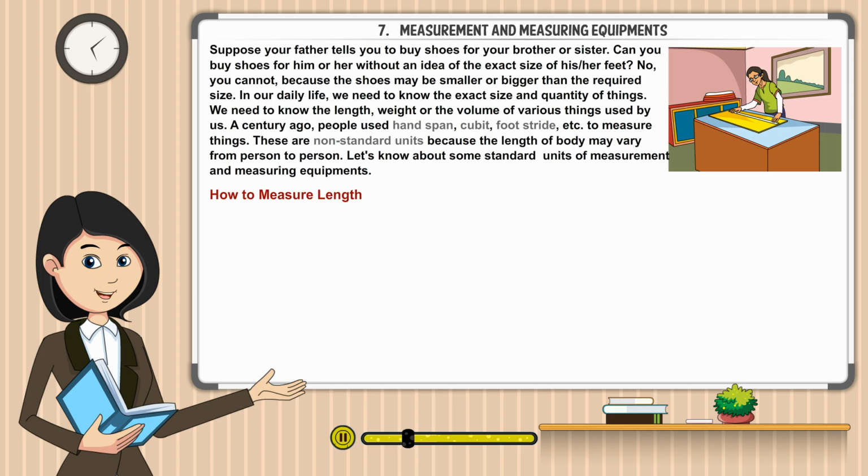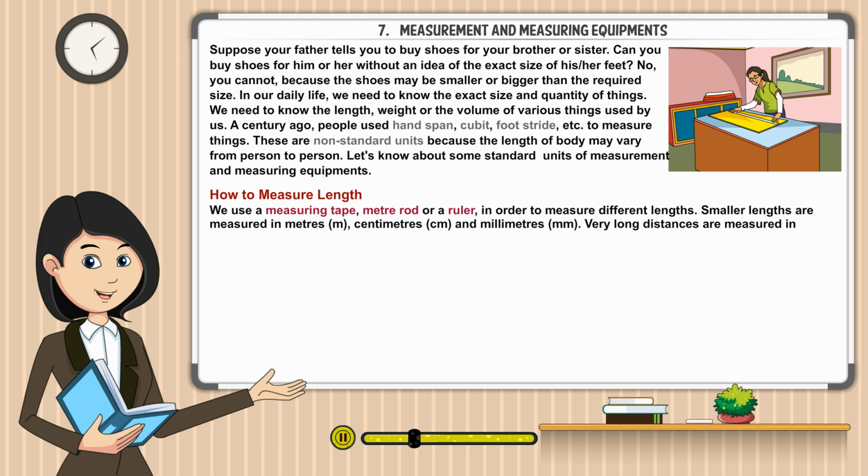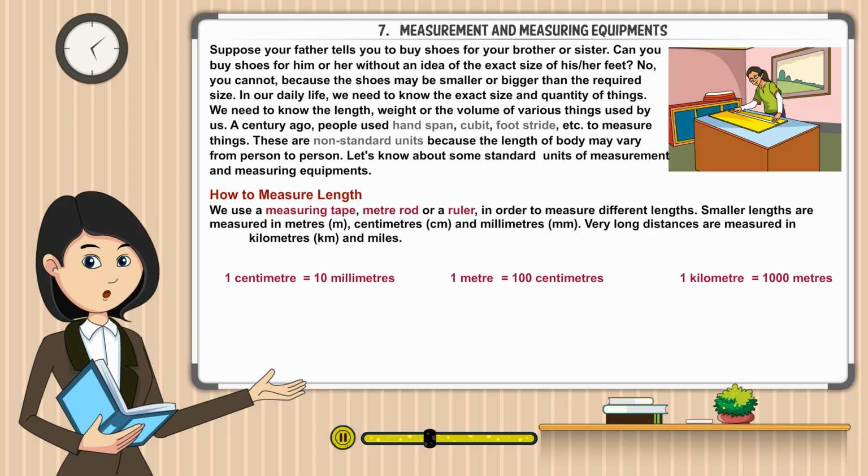How to measure length? We use a measuring tape, meter rod, or a ruler in order to measure different lengths. Smaller lengths are measured in meters, m, centimeters, cm, and millimeters, mm. Very long distances are measured in kilometers, km, and miles. 1 centimeter is equal to 10 millimeters. 1 meter is equal to 100 centimeters. 1 kilometer is equal to 1000 meters.